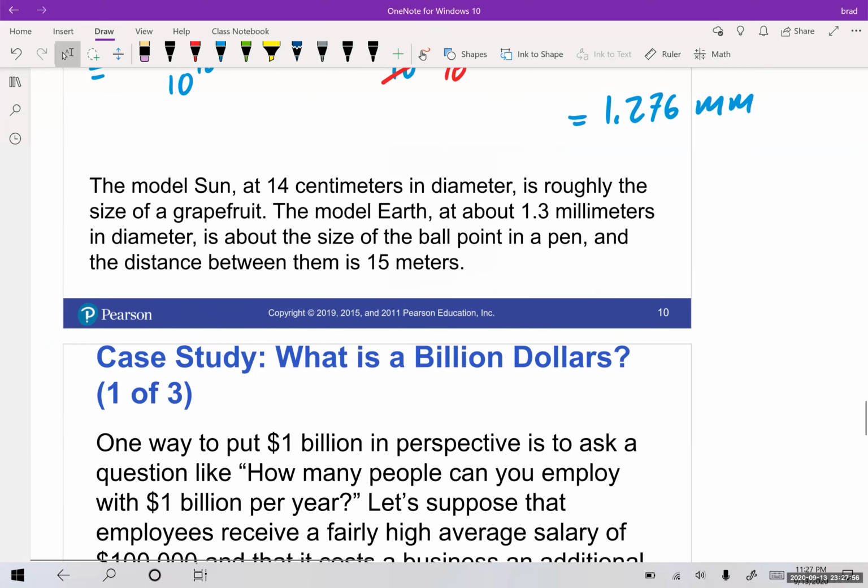So the model of the sun at 14 centimeters in diameter is roughly the size of a grapefruit, and the model of the earth at 1.3 millimeters, so they rounded this off, is about the size of a ballpoint pen, or the ballpoint in a pen. So the little tip of a pen is about how big the diameter of that is, compared to the grapefruit, which is the sun. So they're just trying to show you in the scale how drastically big or much larger the sun is in comparison, okay?